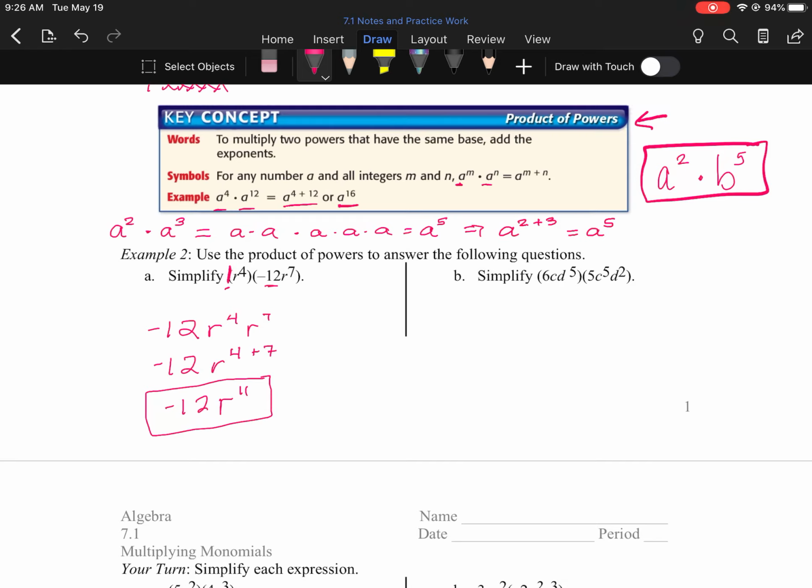All right, let's take a look at B. Same thing, but they gave us several different variables. So I like to put everything together. I'm going to put my constant terms, or my coefficients, together: 6 times 5. Then I have c times c to the 5th, and then d to the 5th times d squared. Notice I put the terms that were alike together. So 6 times 5 is 30. C, don't forget that 1 there, to the 1 plus 5, times d to the 5 plus 2. So we get 30 c to the 6th d to the 7th.